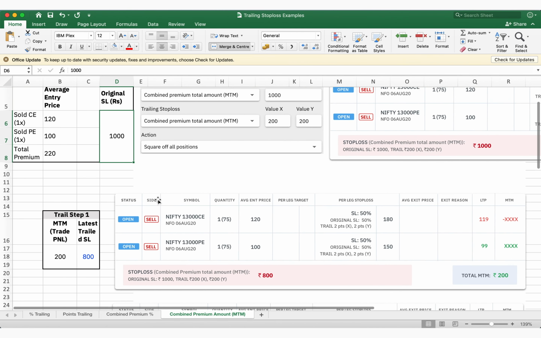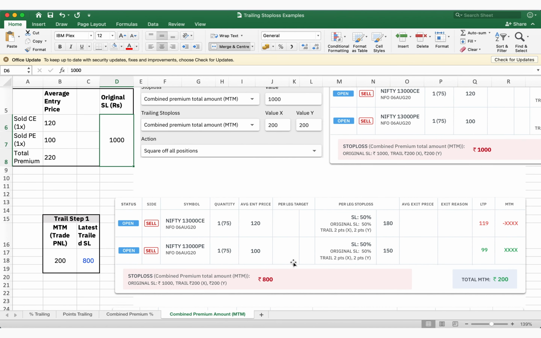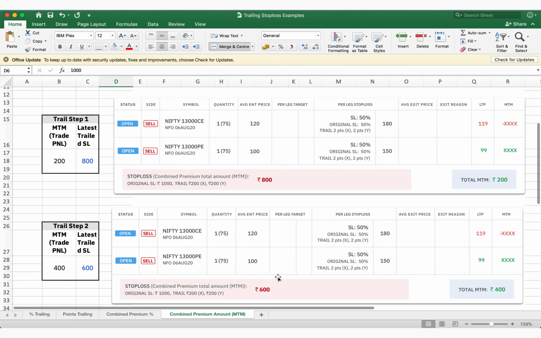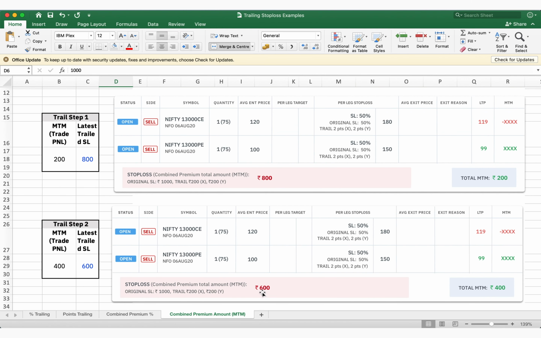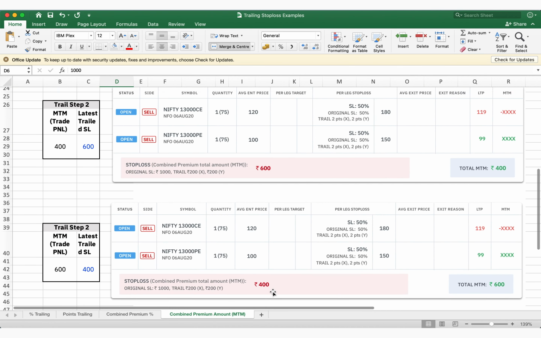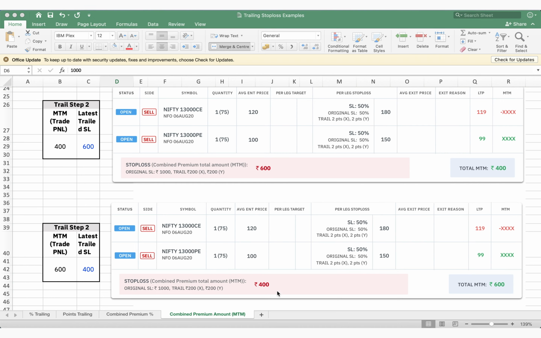So as the trade goes into 200 rupees profit the first time, the SL is trailed from 1000 rupees to 800 rupees. The trade progresses further by another 200 rupees profit. The SL also gets trailed by another 200 rupees, which is Y, to 600. The trade progresses further into profit and gives another 200 rupees profit. The SL also gets trailed by another 200 rupees down to 400 rupees. So this is how your trailing stop loss settings and your trail stop losses will look like on your algo dashboard.